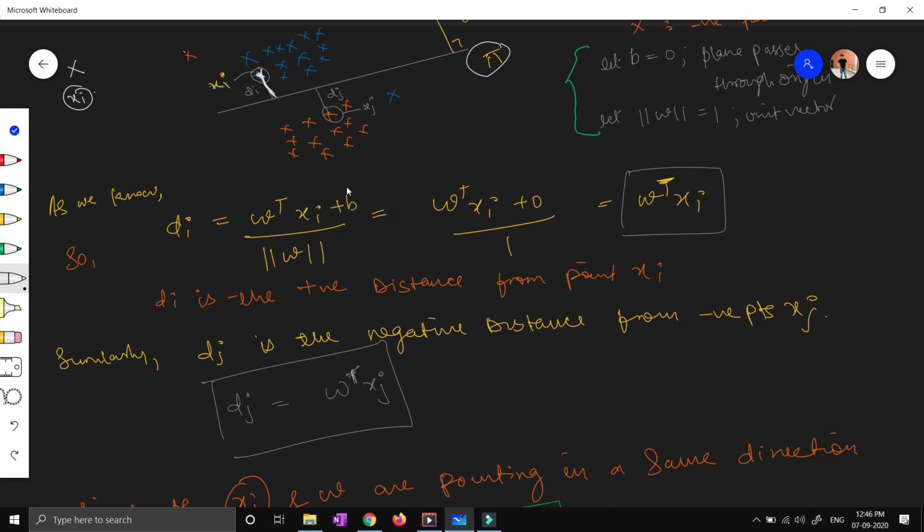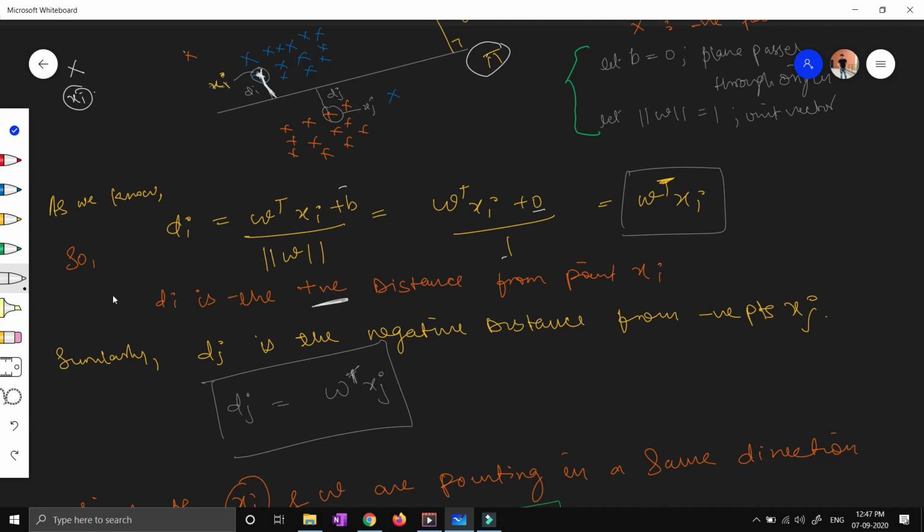So if I say that my b is 0 and my norm of w is equal to 1, just to simplify things, we are assuming this. So my final distance is w transpose xi. That's it. So now here di is the positive distance. This is the positive class, obviously, so this is the positive distance.